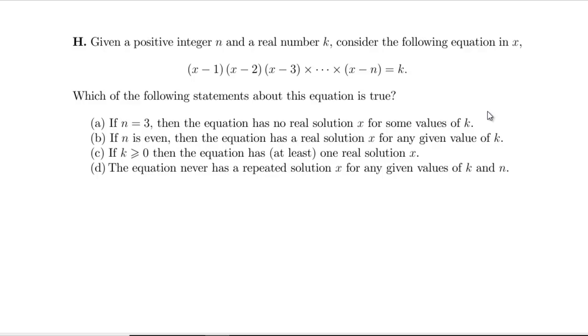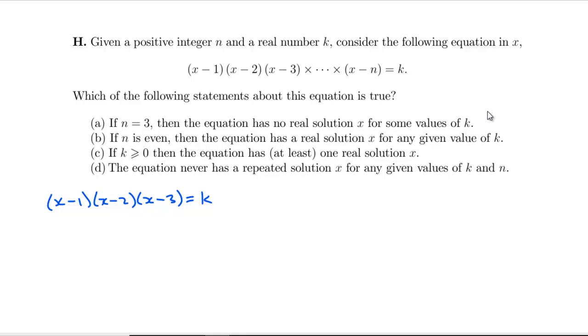Right, H. Given a positive integer n and a real number k, consider the following equation: x minus 1, x minus 2, x minus 3, we keep doing that n times, is equal to k. Which of the following statements about this equation is true? If n equals 3, then the equation has no real solution x for some values of k. So if n is 3, we've got x minus 1, x minus 2, x minus 3 equal to k. Is there going to be a case where there's no real solution for some value of k? Well, no, that's just not going to be the case.